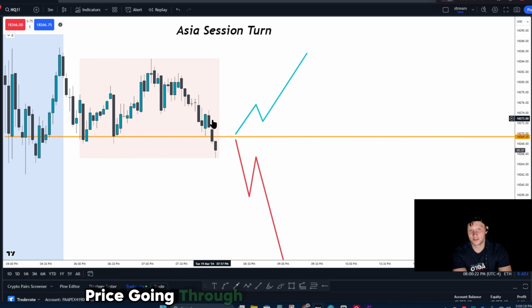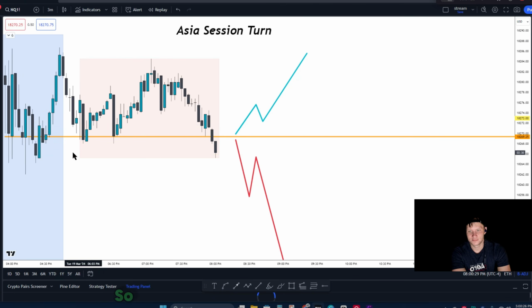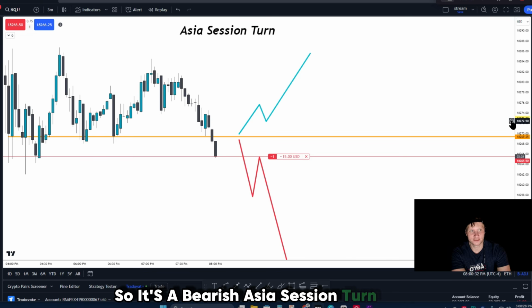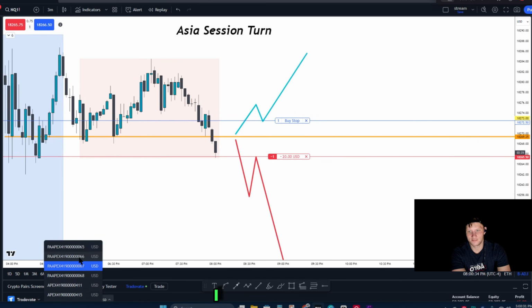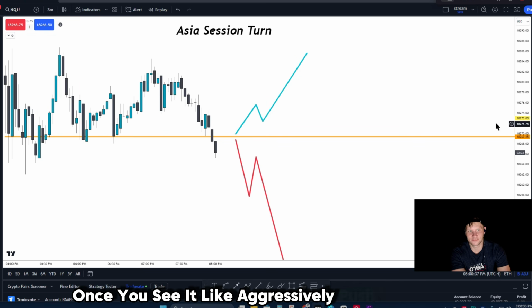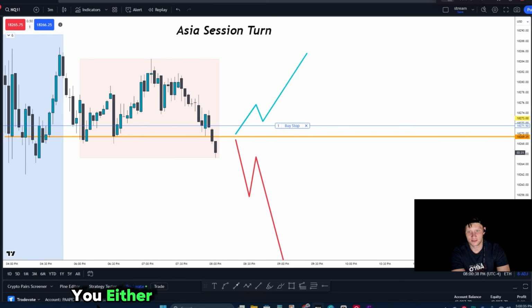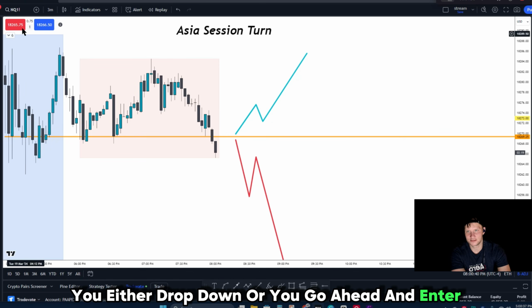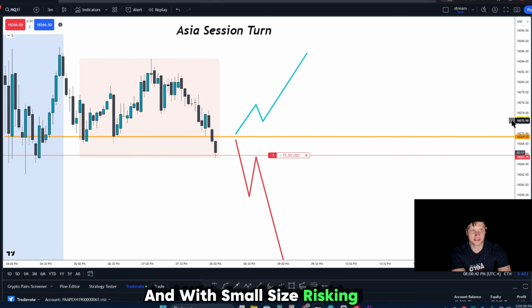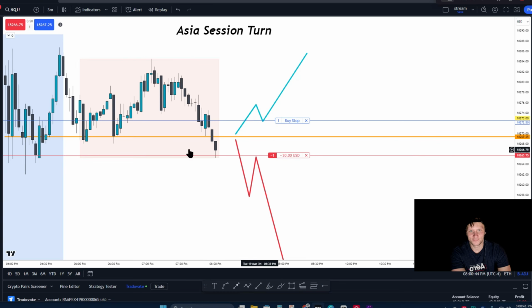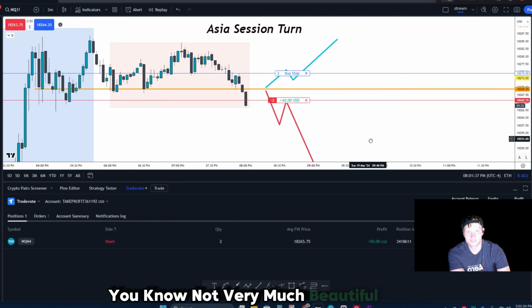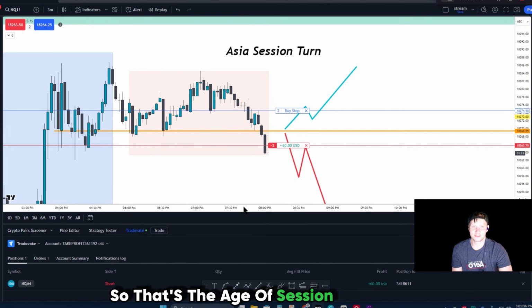We have price going through the 4 p.m. closing price. So it's a bearish Asia session turn here. I recommend once you see it aggressively push through it, you either drop down or you go ahead and enter, with small size, risking not very much. Beautiful, right? So that's the Asia session turn there.